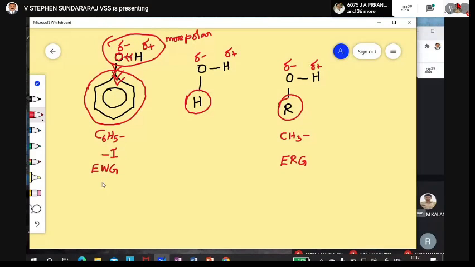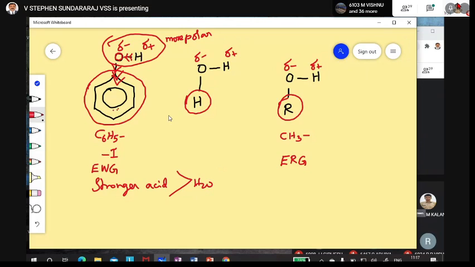than H2O. Why? Because in H2O there is only OH polarity, hydrogen is taken as a standard. Hydrogen is neither electron withdrawing nor electron releasing. That means when compared to water, it is a stronger acid.